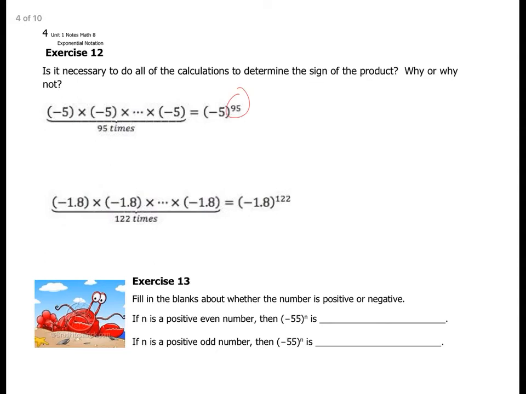Negative 5 to the 95th power is an odd number, so it'll be a negative number. And 122 is an even number, so it'll be a positive answer.